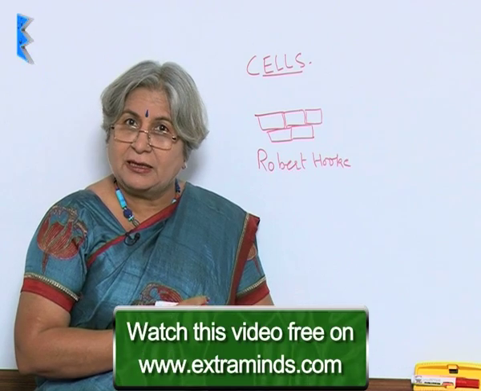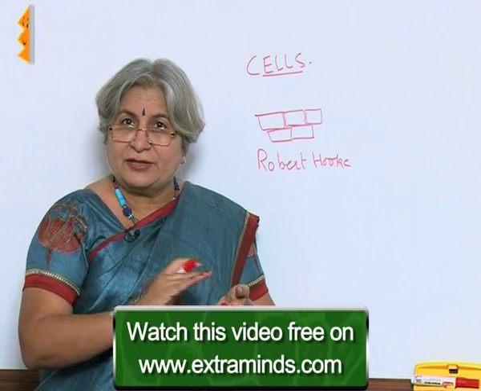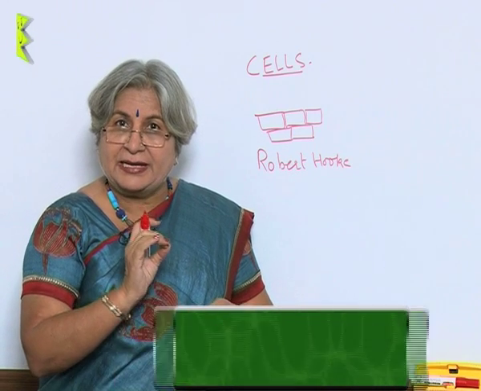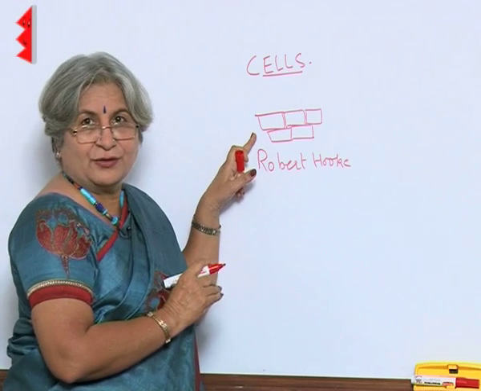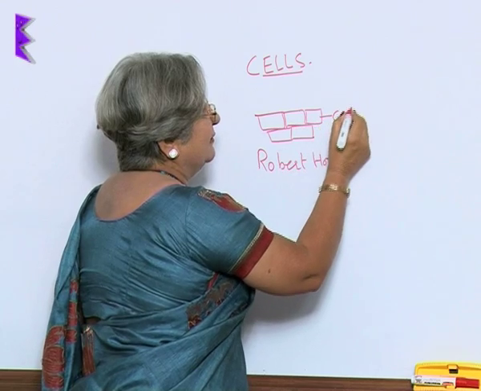And what did he see? It is not a smooth, one-kind-of-thing. Instead, it is made up of many tiny compartments like this. So, he termed it a cell.